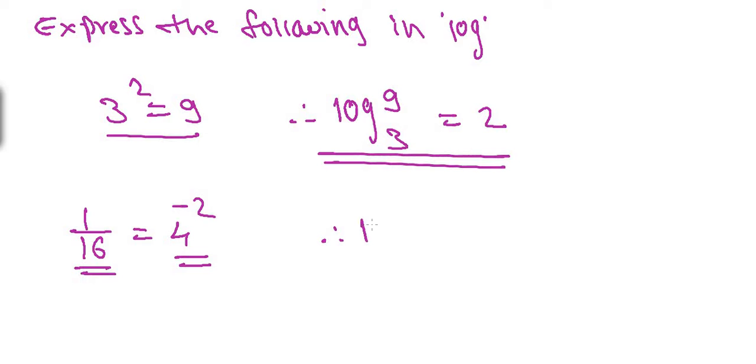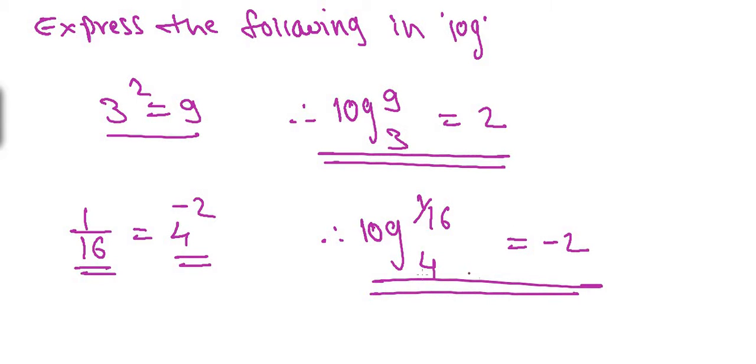This can be written as log of 1 upon 16. What is the log? Minus 2. To what base? To the base 4. So this is how we can express the exponential forms into logarithmic forms. In physics and chemistry, to solve the numericals, we need certain rules of logarithm.